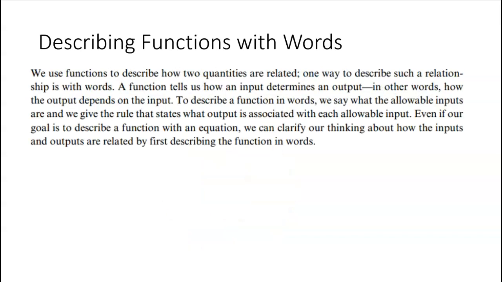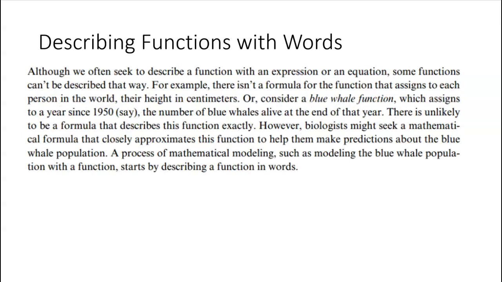We can also use functions to describe how two quantities are related. A function tells us how an input determines an output, or how the output depends on the input. To describe a function in words, we say that the allowable inputs are, and we give the rule, and then those will be the outputs associated with that. Even if our goal is to describe a function with an equation, we can clarify our thinking about the inputs and outputs by first describing it in words.